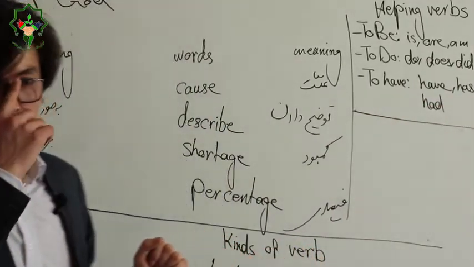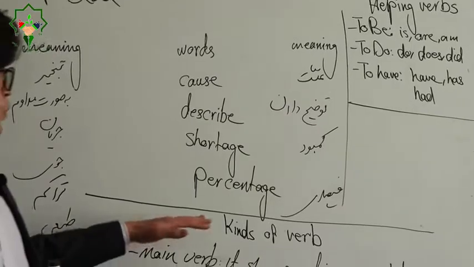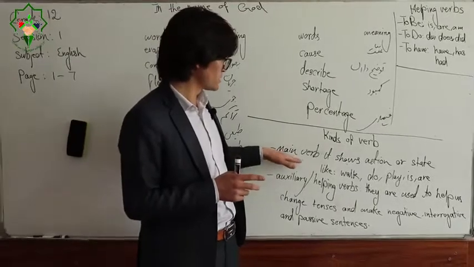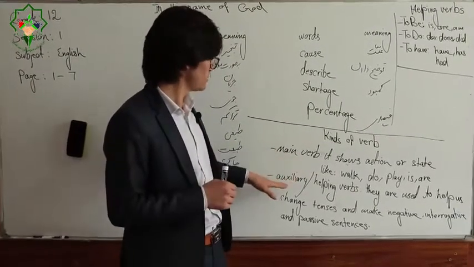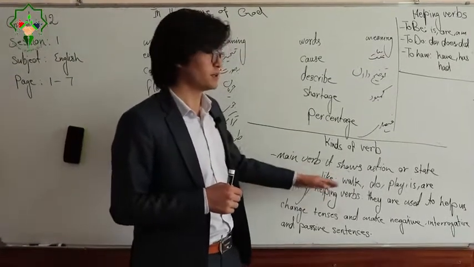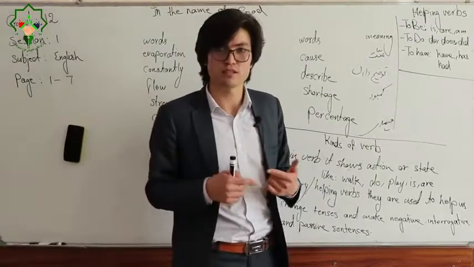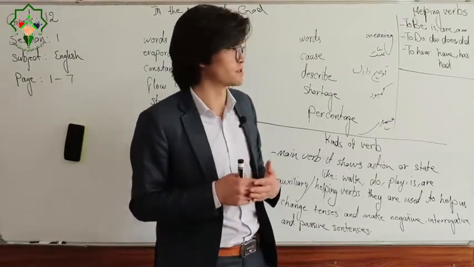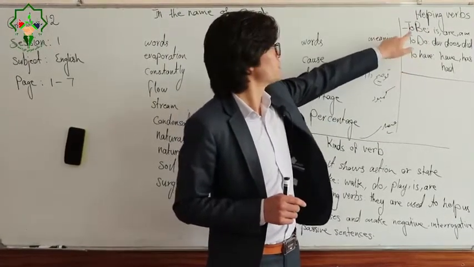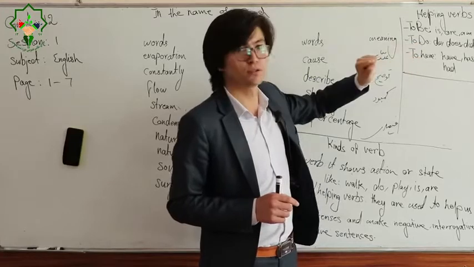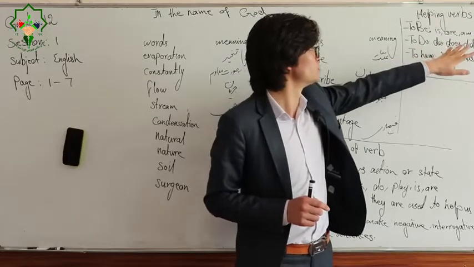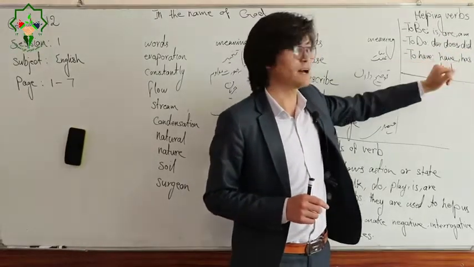Got it? So, in conclusion, generally we have two kinds of verb. First, main verb, which shows action or state. Second, auxiliary verb, in another word helping verb. They just help us change tenses and make different sentences. We can categorize the helping verbs this way: to be verb, to do verb, and to have verb. To be verb is, am; to do, does, did; to have, has, had.